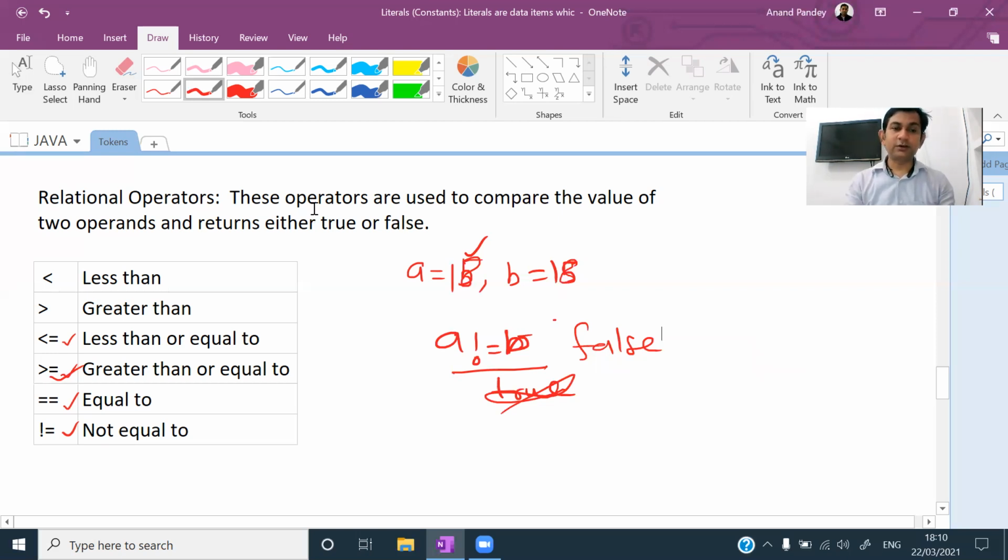So this is all about relational operators. Relational operators compare the value of their operands and return either true or false.